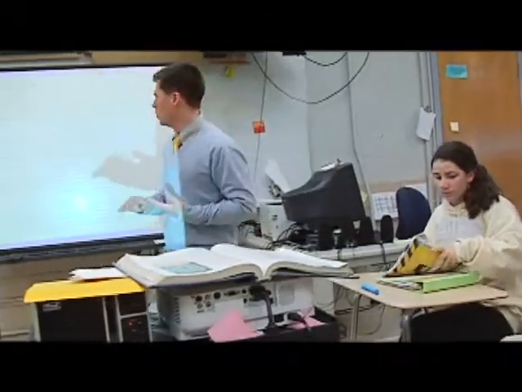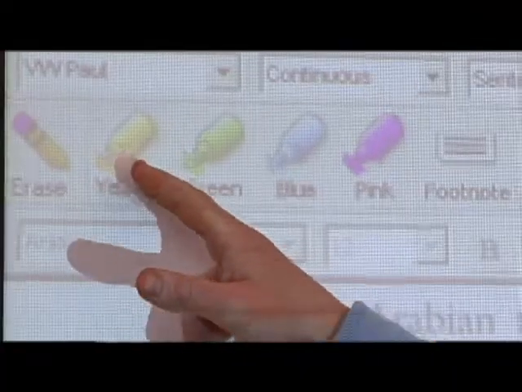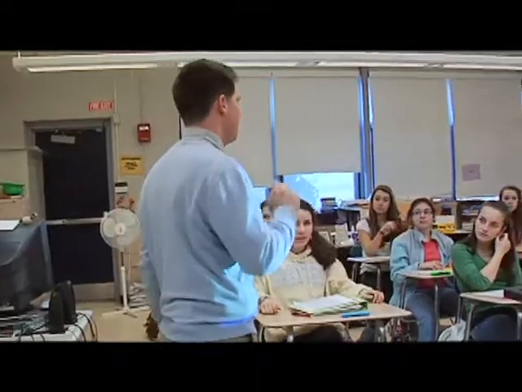What we're going to use in Kurzweil today is the highlighting function, and you're going to be highlighting the main idea of the paragraph.